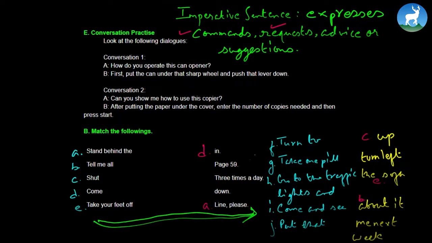So you can now match the following here. You go from F, G, H, I, J. It's on the other side. So you match the following and make imperative sentences. Okay, so let's move further.